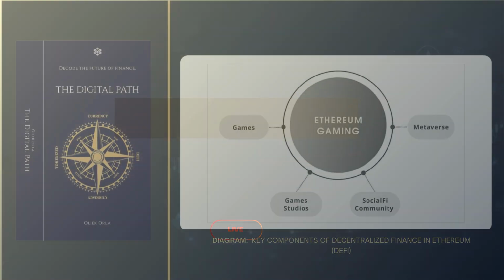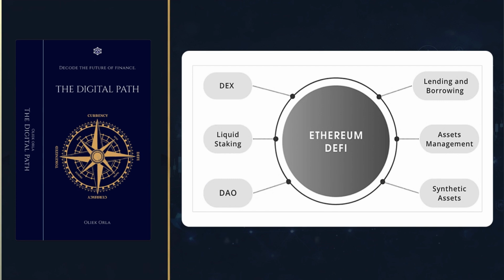Liquid staking. After Ethereum's transition to proof of stake, users gained the ability to earn rewards by staking ETH. However, traditional staking locks up assets, making them inaccessible during the staking period. Liquid staking solves this limitation. It allows users to earn staking rewards while maintaining liquidity. The most prominent protocol in this category is Lido.